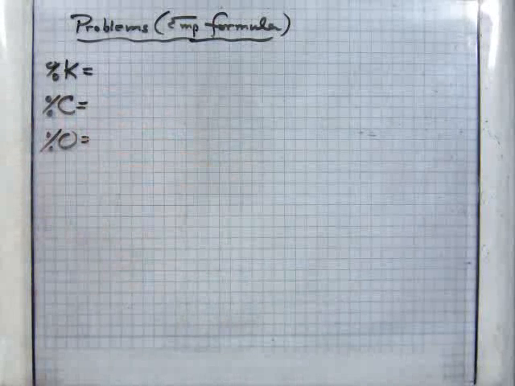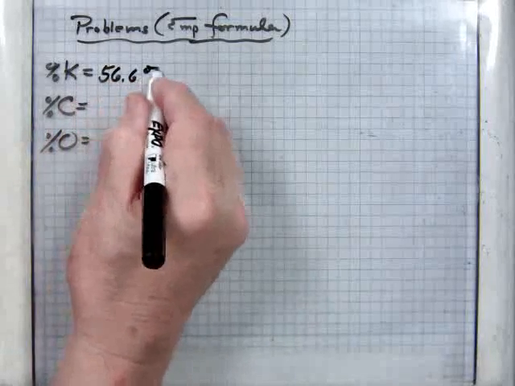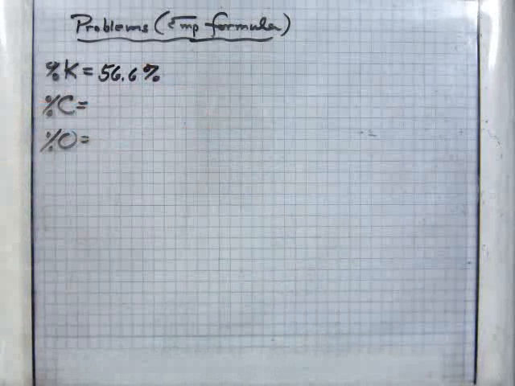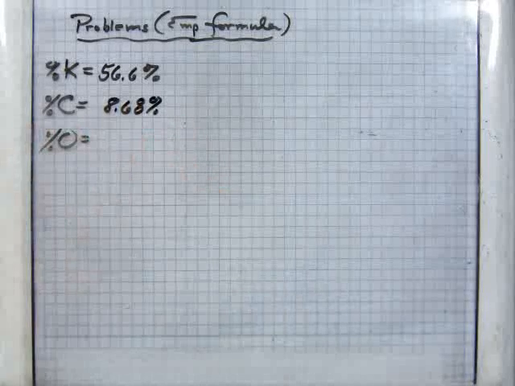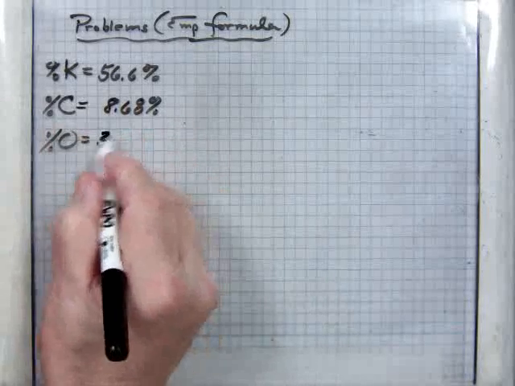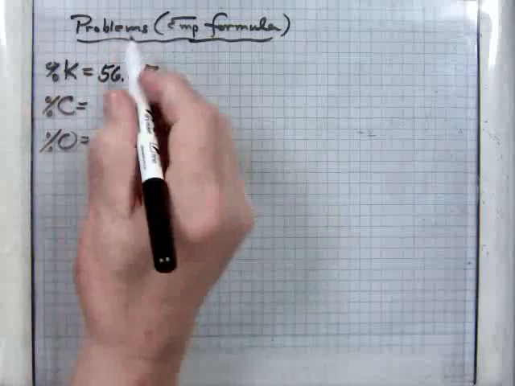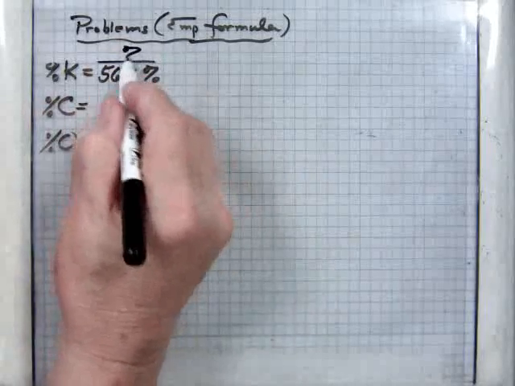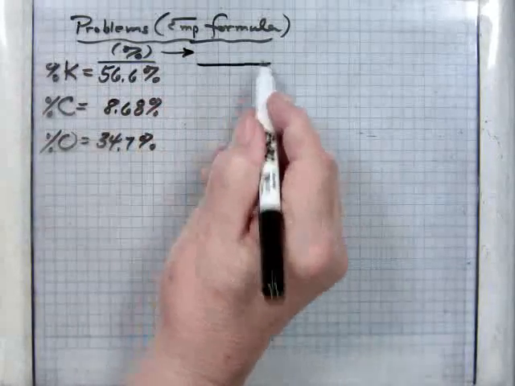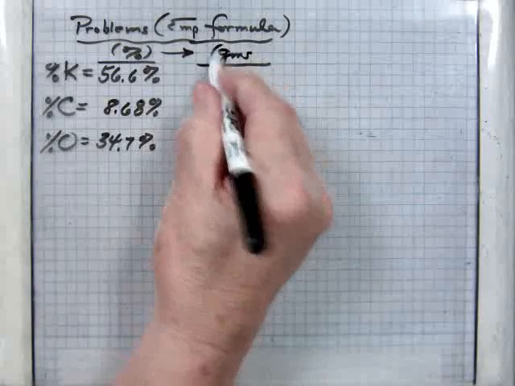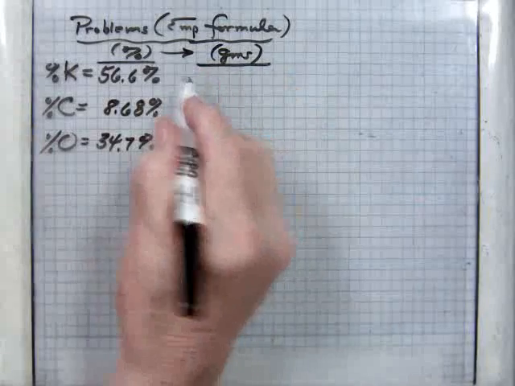And potassium is 56.6% by weight, and 8.68% for the carbon, and 34.7% for the oxygen. Now, up here on the top, I'm just going to put a little percentage right here, and then I'm going to put an arrow, and then we're going to go to grams, like that. Now, how do you go to grams? You just drop the percent and put a G on it, like this.